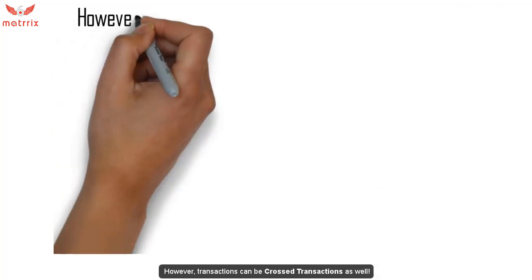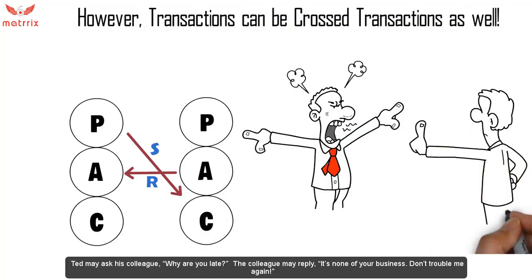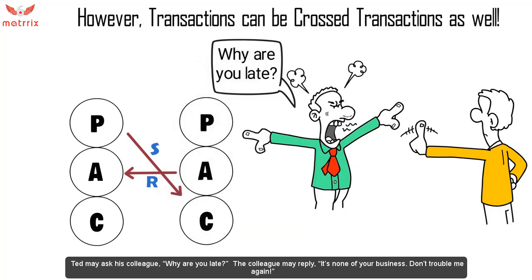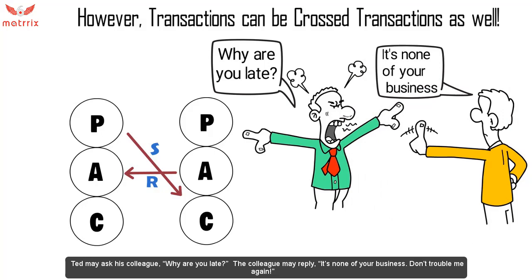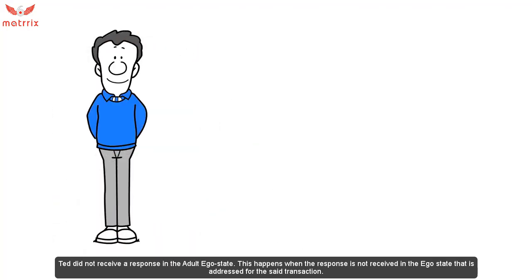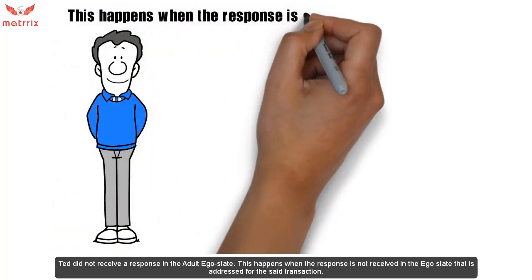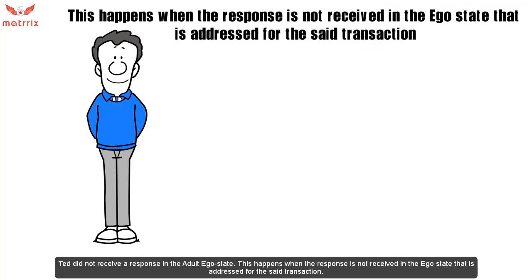However, transactions can be crossed transactions as well. Ted may ask his colleague, "Why are you late?" The colleague may reply, "It's none of your business. Don't trouble me again." Ted did not receive a response in the adult ego state. This happens when the response is not received in the ego state that is addressed for the said transaction.